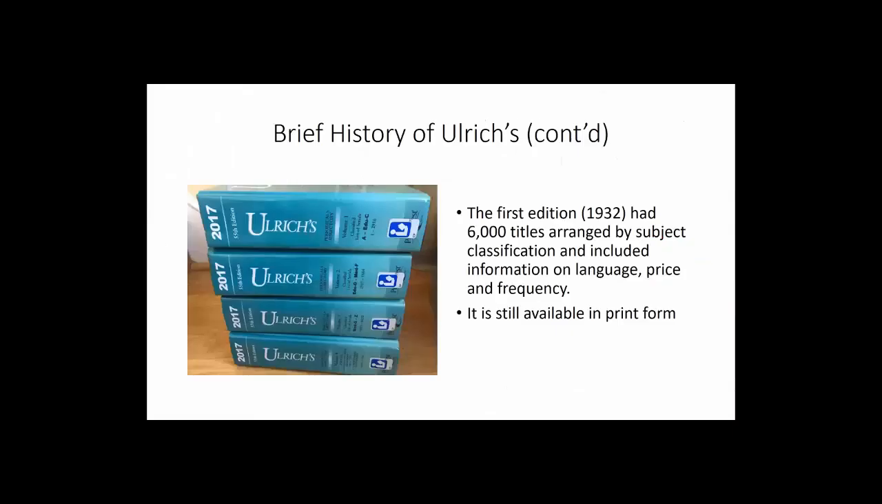So she gets to work and compiles all this information on all these different journals, and that work culminates in the first edition of Ulrich's Periodical Directory in 1932. It originally had 6,000 titles arranged by subject and included information on language, price, and frequency. And then she sold it to a bunch of libraries all over the world, and we're still using it today. So when we talk about Melville Dewey and Charles Cutter, let's not forget about Carolyn Ulrich.